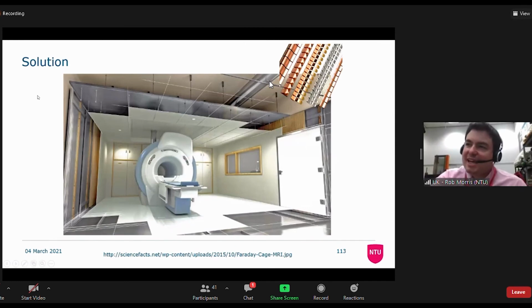So our big scanner and lots of MRIs have to be in a Faraday cage, which you can see here. So it's all copper lined all through the walls, and they pick up the signals and re-radiate them outwards, so we don't pick them up in our sample. In the grand scheme of things, it's not that much of a problem.